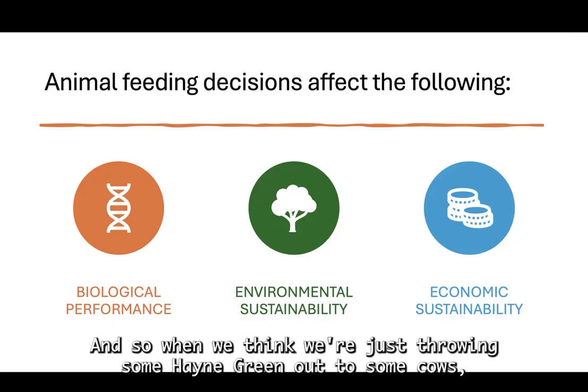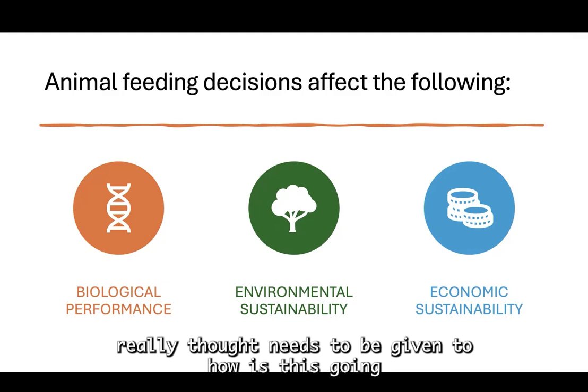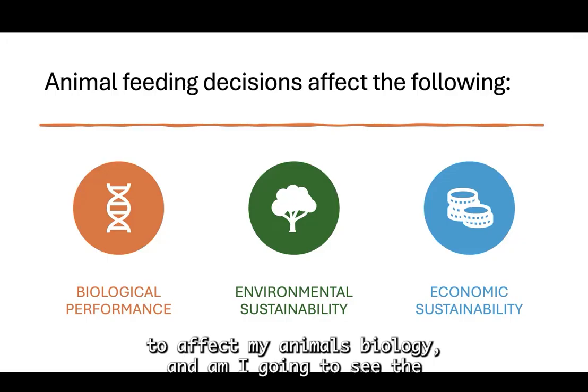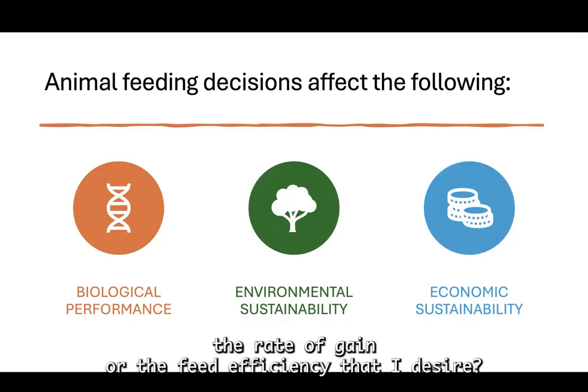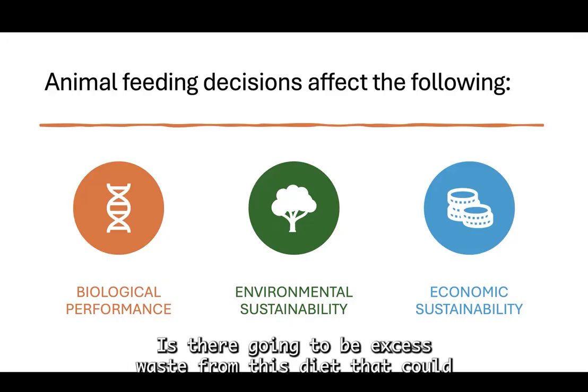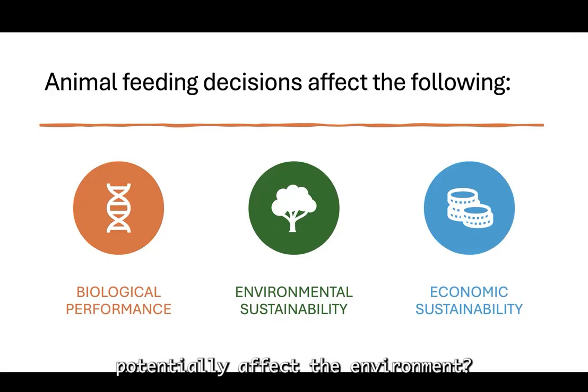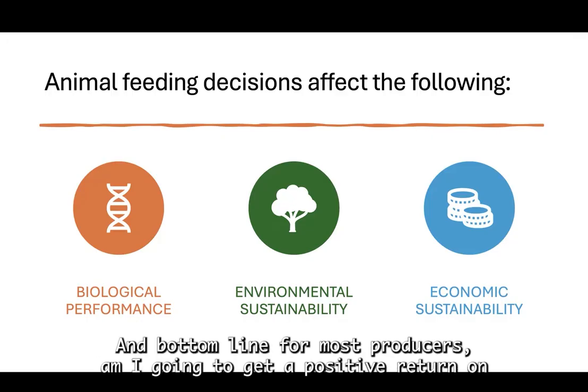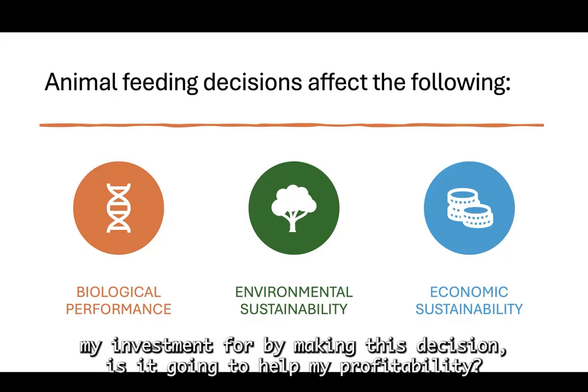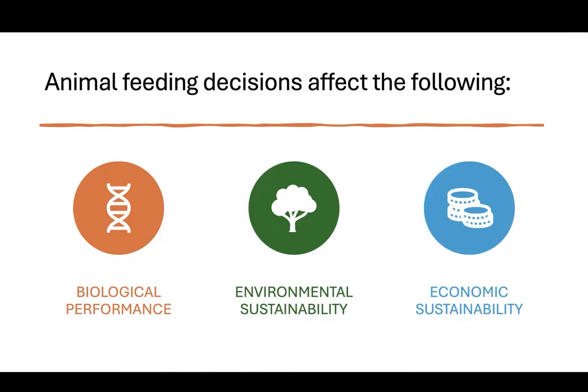And so when we think we're just throwing some hay and grain out to some cows, really thought needs to be given to how is this going to affect my animal's biology? And am I going to see the rate of gain or the feed efficiency that I desire? Is there going to be excess waste from this diet that could potentially affect the environment? How is this going to play a role there? And bottom line, for most producers, am I going to get a positive return on my investment by making this decision? Is it going to help my profitability?